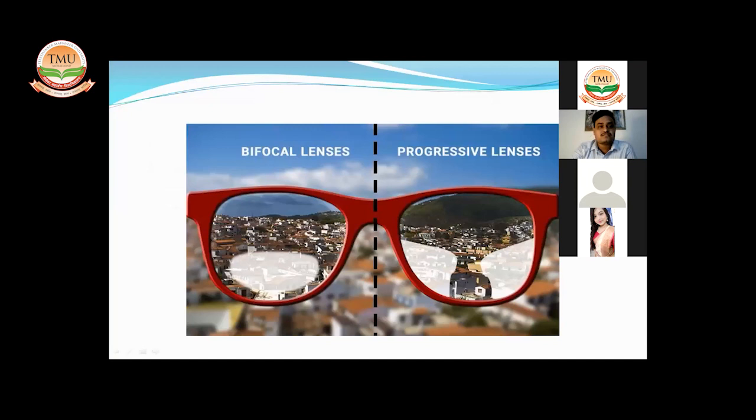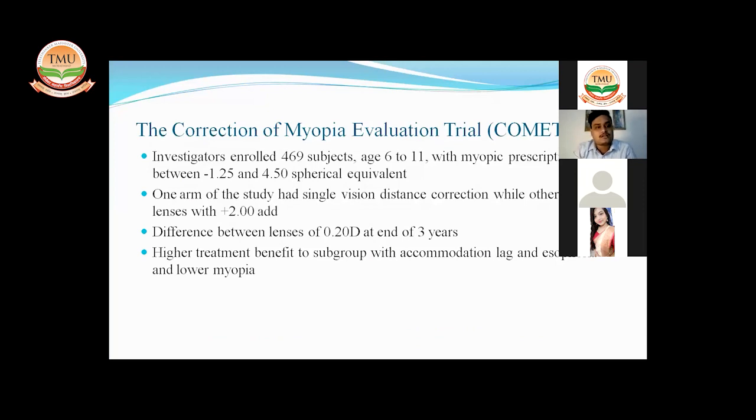So this is the picture of bifocal lenses and progressive lenses, where we know very well that progressive lenses will clear the distance, intermediate and near zones, whereas bifocals will clear the near area. So there is a study which is called the Correction of Myopia Evaluation Trial.